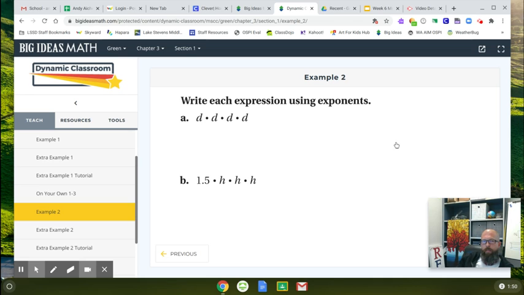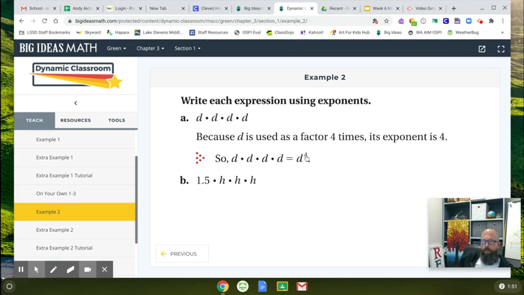Welcome back. Example 2 now. And this one says, write each expression using exponents. And if you remember, we used exponents before. So instead of writing d 4 times, we can write it with an exponent. So this is a power, remember? So instead of writing d times d times d times d, we write d to the 4th power, which is the same thing. It's just a little easier way to write it.